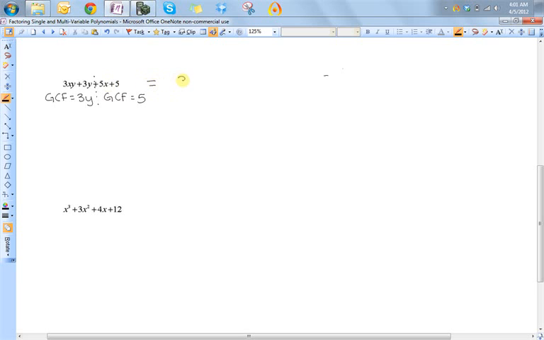So that means I can write this as 3y times something plus 5 times something. Now for factoring by grouping to work, that something, the thing in the parentheses, needs to be the exact same. So let's see what happens when I factor that out. When I factor out a 3y, I'm going to get an x from the first term, and from the second one, I'm going to get a plus 1.